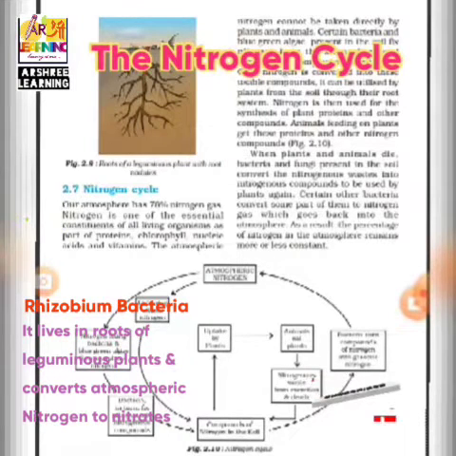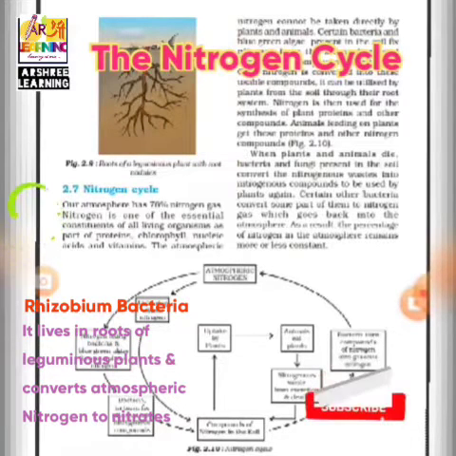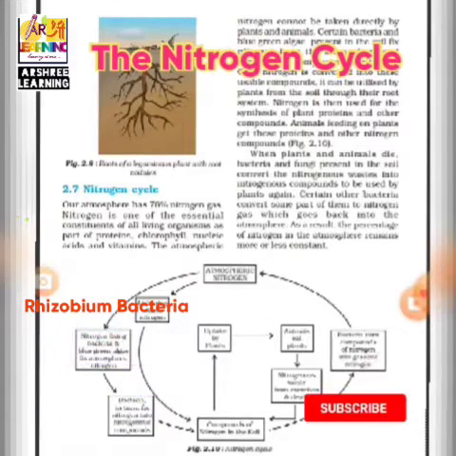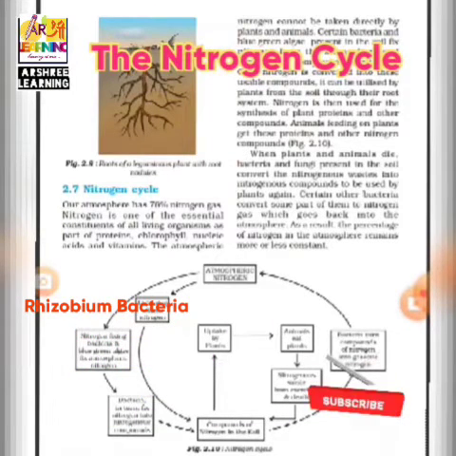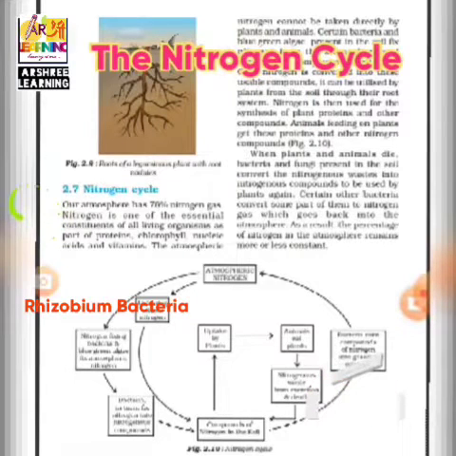Now if you see this diagram carefully, it shows that there is a cycle shown. At the top of the cycle there is atmospheric nitrogen shown. From that there are some arrows which are going in towards the left. Then it shows how the atmospheric nitrogen enters the soil.